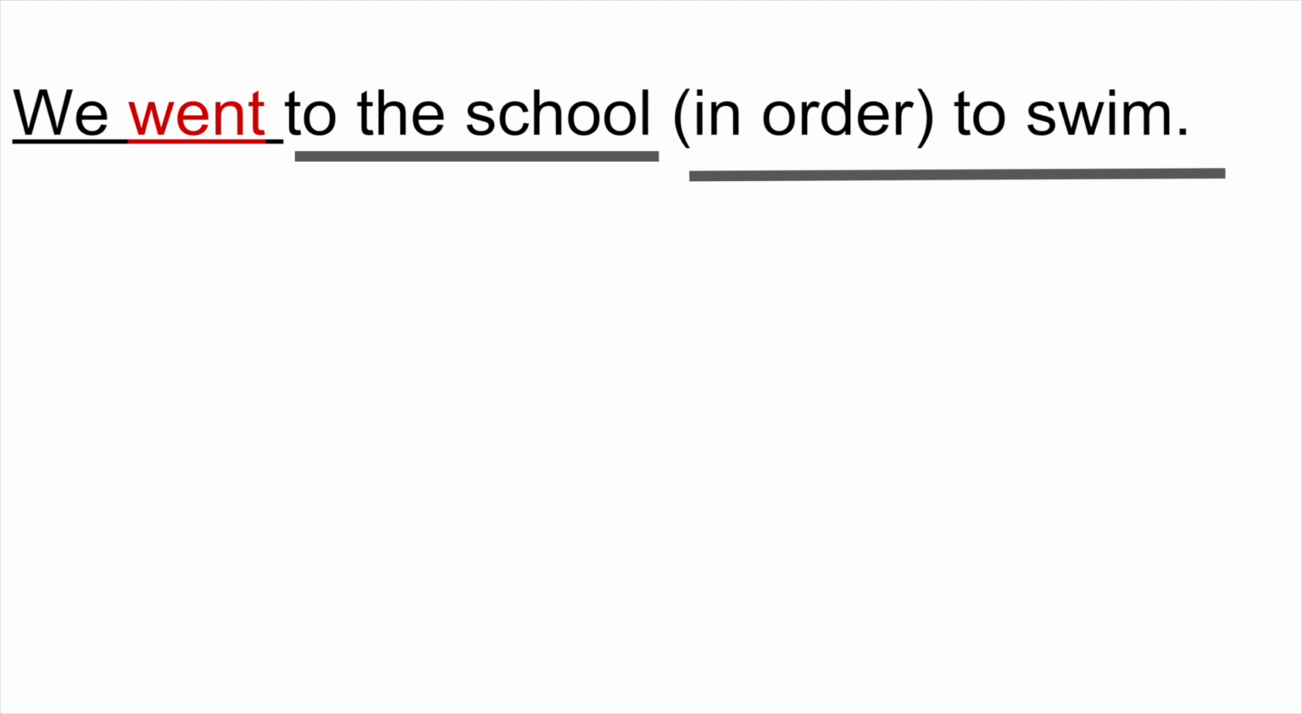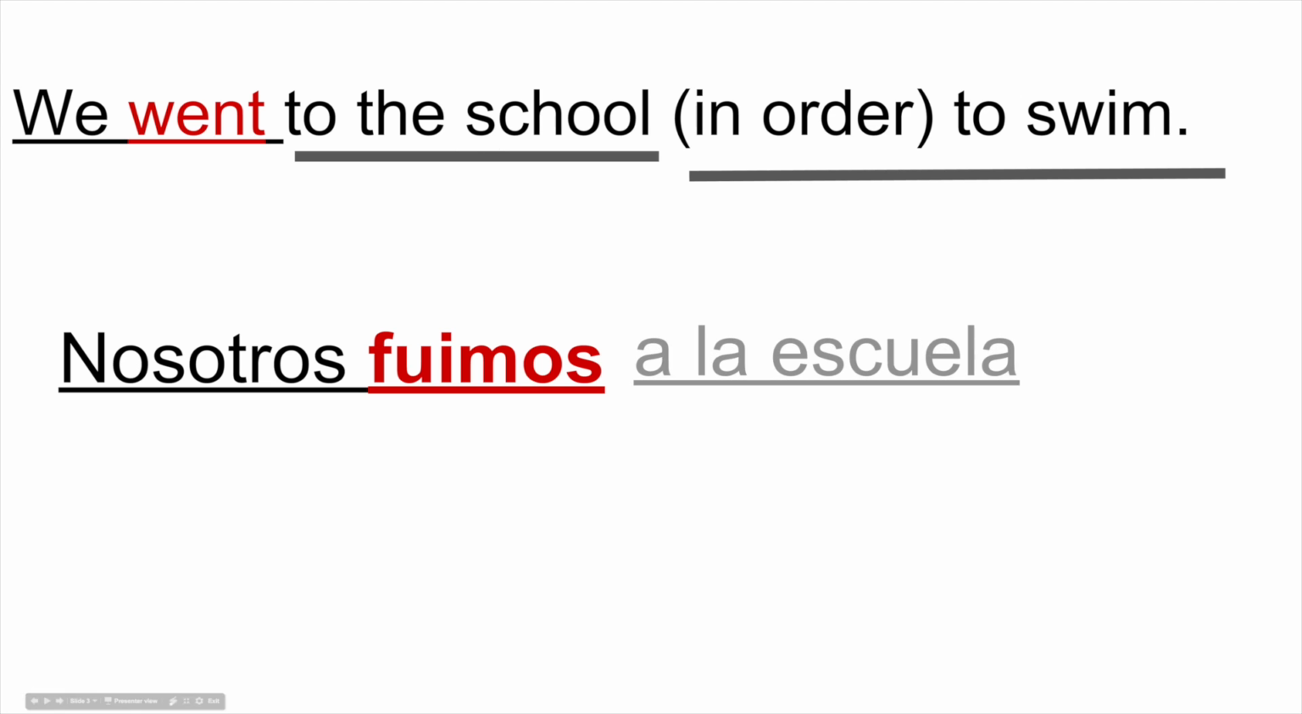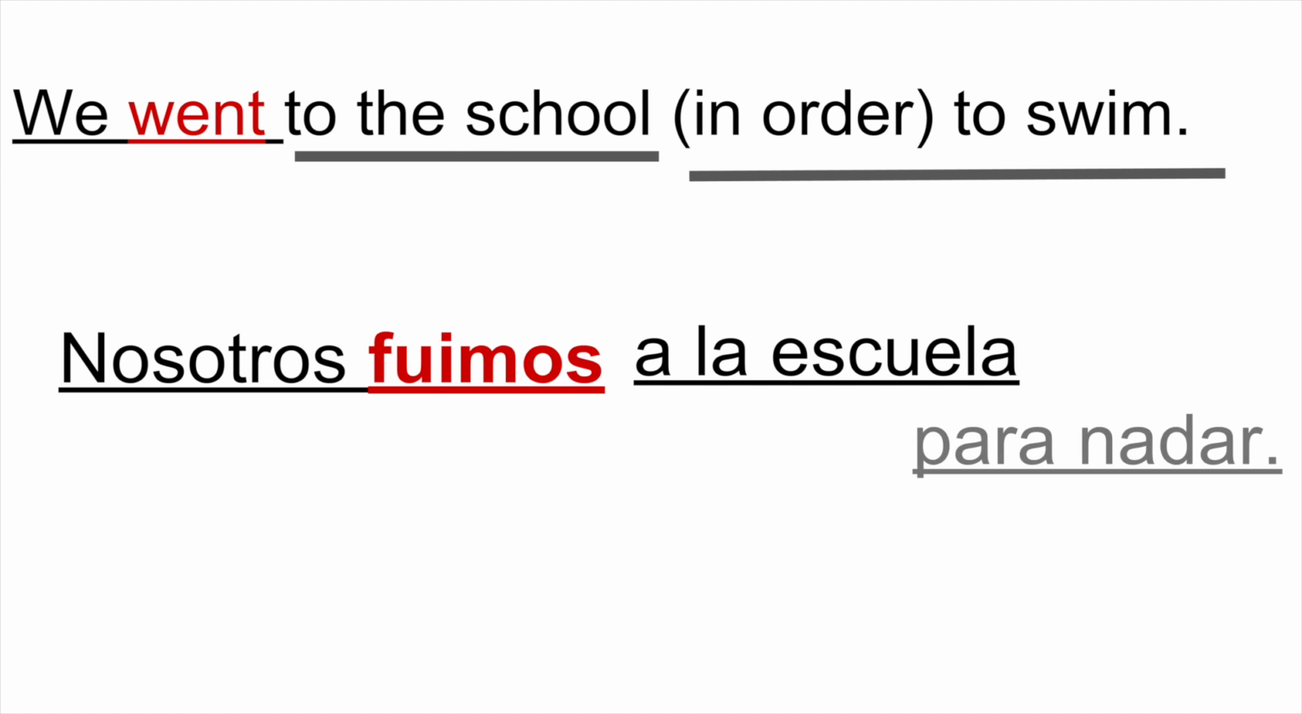We went to the school in order to swim. Nosotros fuimos. I hope before you wrote this down, you went through the 5 forms of went. Every time you see went: fui, fuiste, fue, fuimos, fueron. We chose fuimos because it's nosotros. Nosotros fuimos to the school, a la escuela, para nadar. We went to the school to swim. In other words, we went to the school in order to swim.